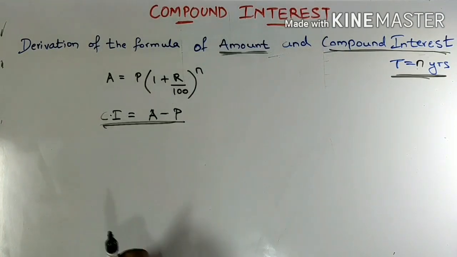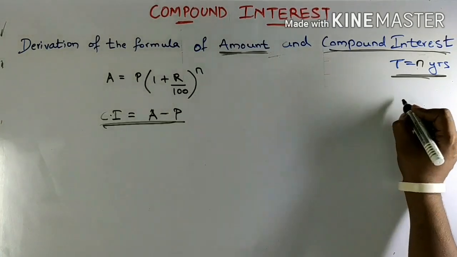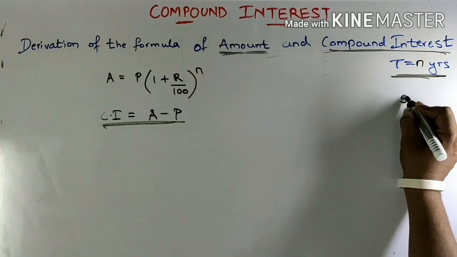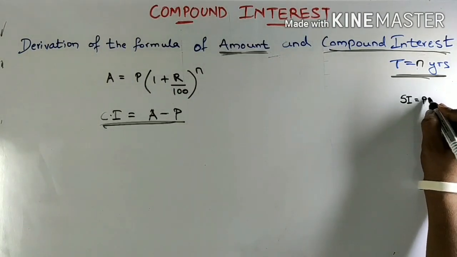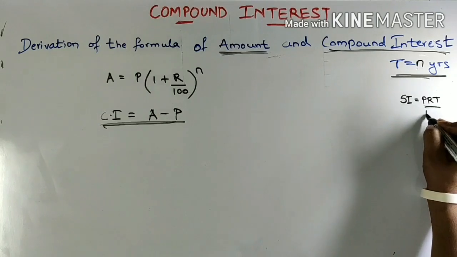Okay, so till now in this chapter we have studied that simple interest is PRT upon 100.